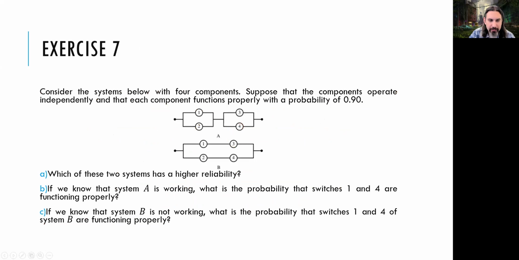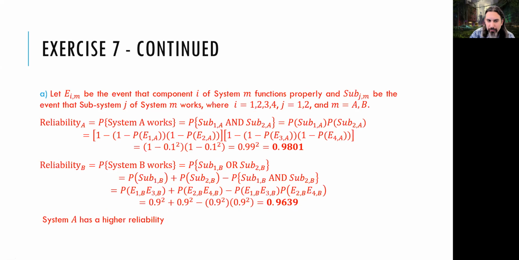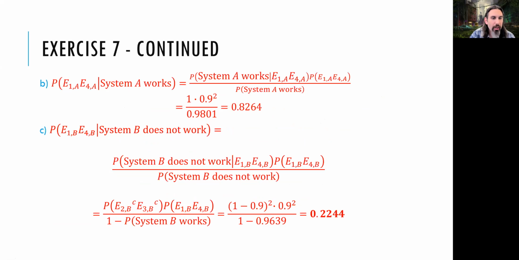Now, what about B? Part B asks us, if we know that system A is working, what's the probability that components 1 and 4 are functioning properly? We already know the system works with 98% probability. So we know that reliability; this is something we know. So system A works. This is the given. Components 1 and 4 are working. This is the probability we're looking for.